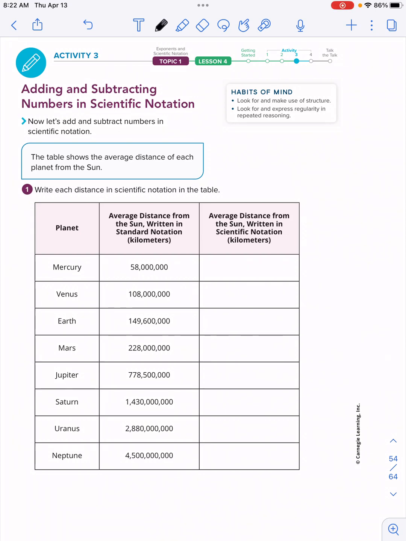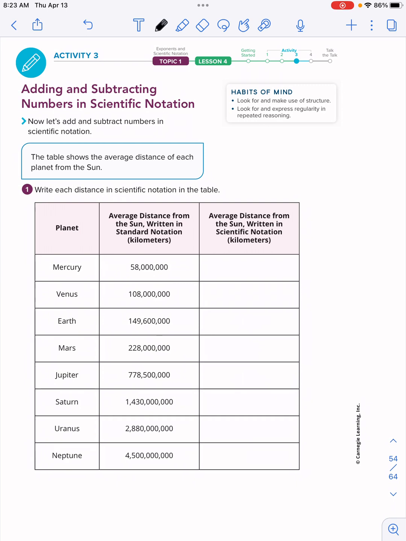All right, we're starting on Module 5, Topic 1, Lesson 4. This is the last lesson in this topic, and then we're moving on to the very last topic, which is Module 5, Topic 2 on volume. So we're ending on scientific notation, primarily focusing on adding and subtracting numbers in scientific notation.